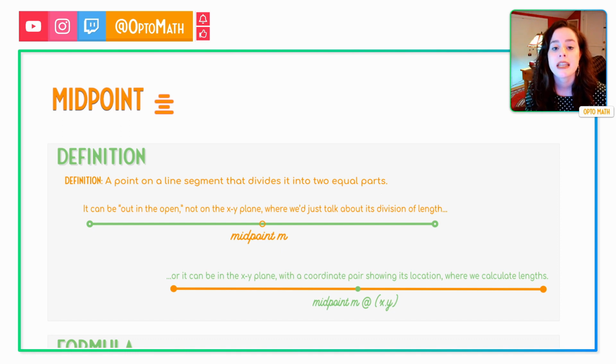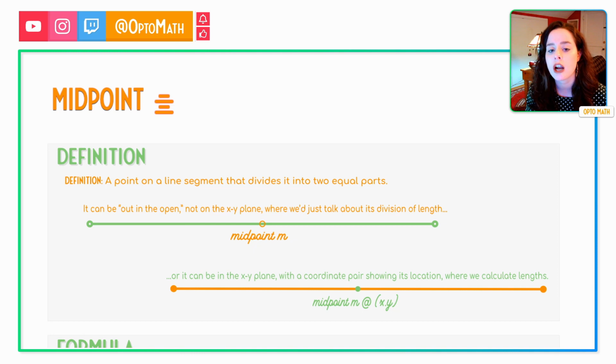So a midpoint is a point on the middle of a line segment. We can talk about this in two main ways. A definition of this is a point on a line segment that divides it into two equal parts. So thus it is the middle.